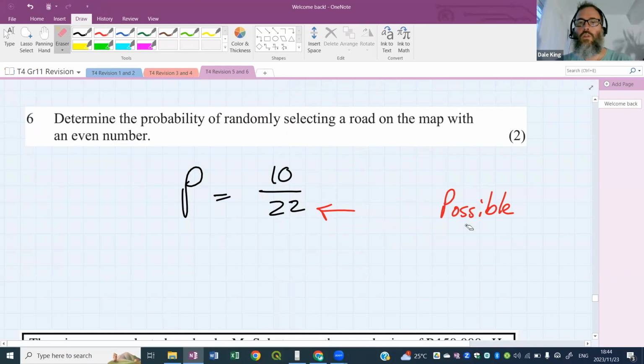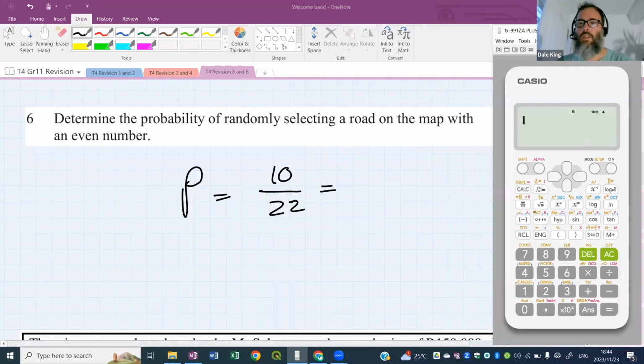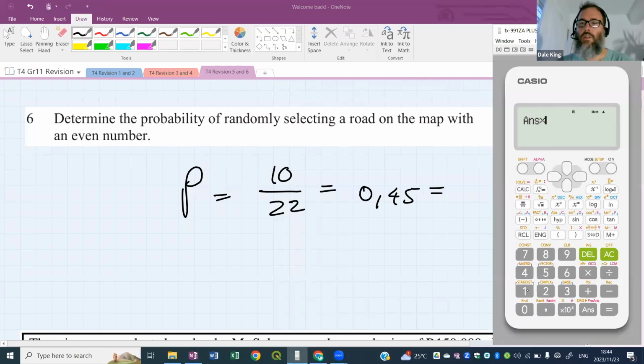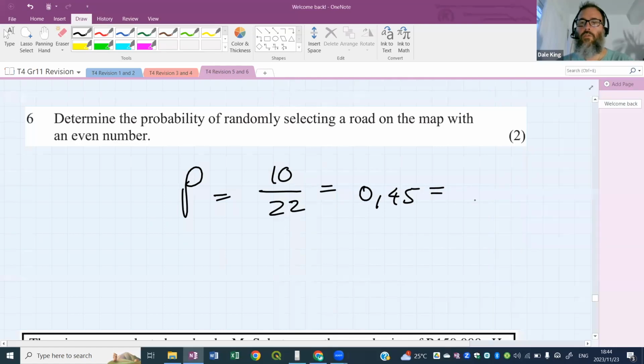If you want to write it as a decimal, okay, if they say show it as a decimal to 2 decimal places, we just get our fraction out and we put it in there. Underneath, we put 22 and 0.45. So 0.45. Sometimes they say show it as a percentage. We'll take our decimal and times it by 100. And that's obviously 45.45%.